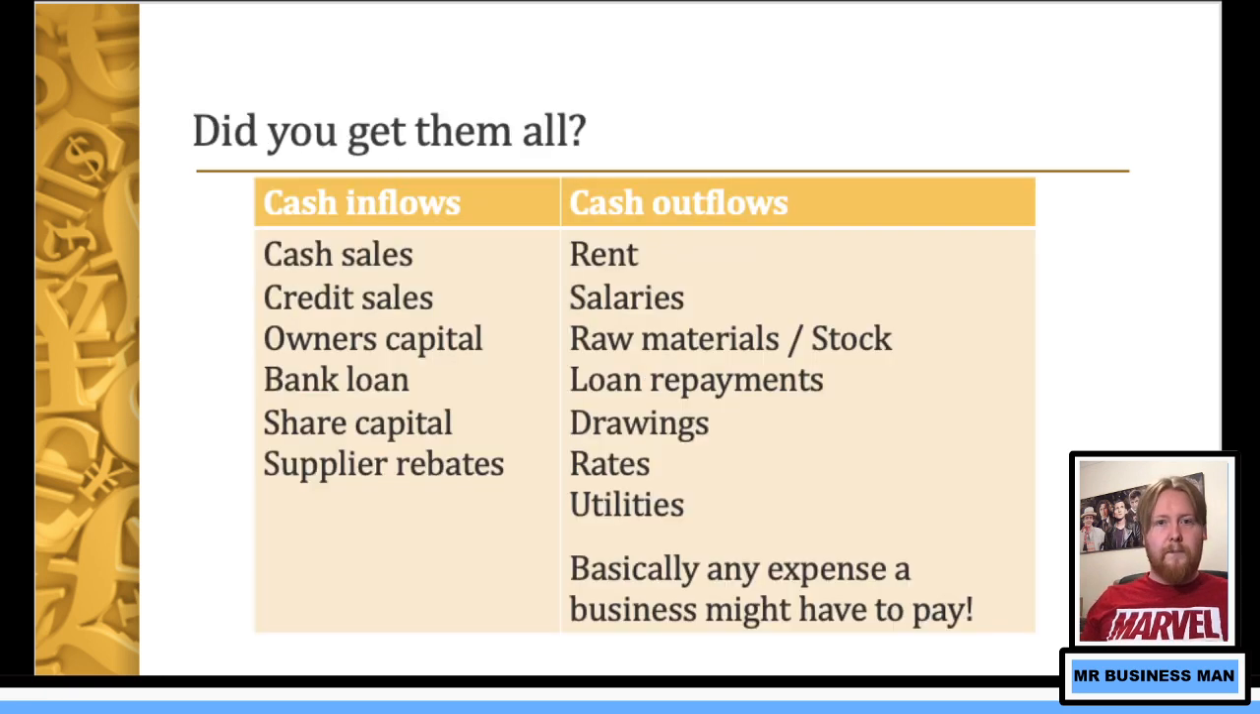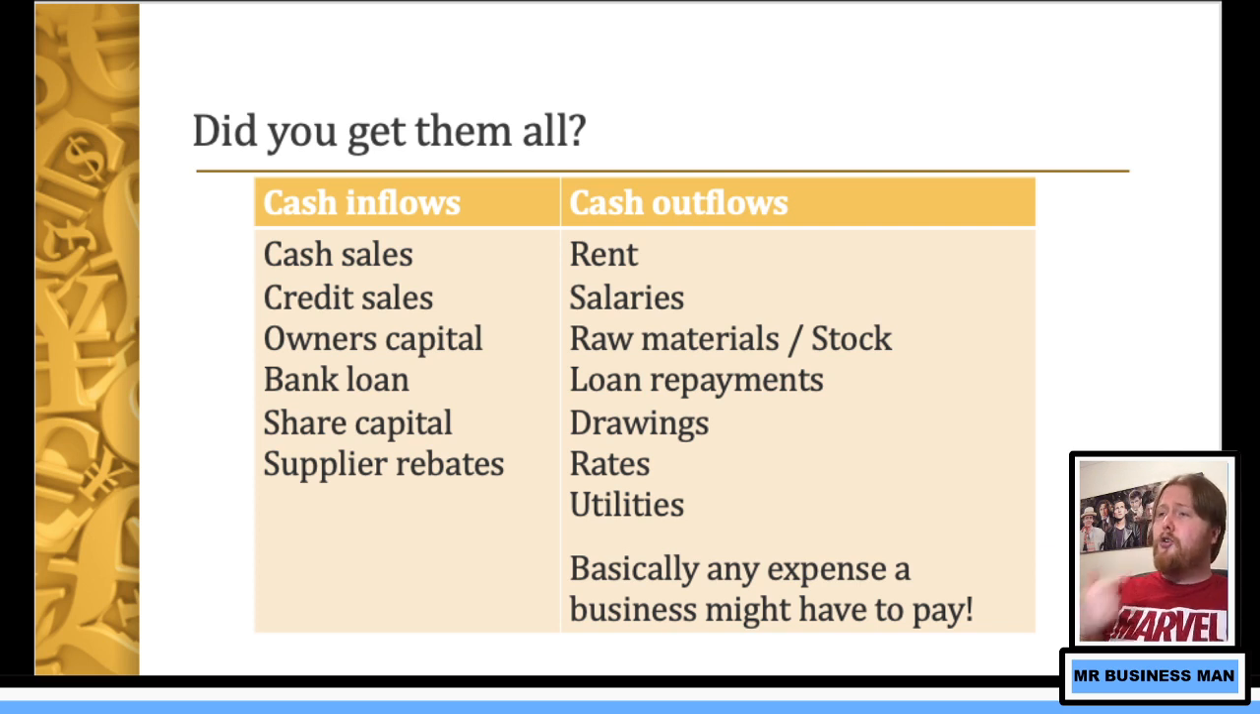Okay, let's keep going. So, did you get them all? Did we get them all? Did I get them all? Cash sales, credit sales, owner's capital, bank loan, share capital. No, I didn't. Okay, so off the top of my head, I'm always saying that I always know everything, but off the top of my head, did we get some of them?